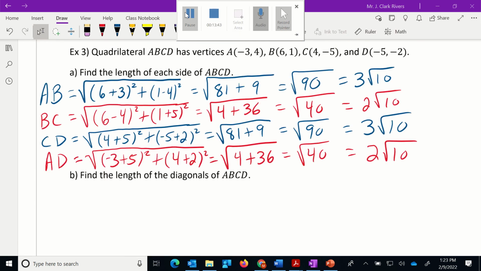So here are the 4 side lengths. If you missed any of these, go back and try to find the error that you made. So if that was you, pause the video now. Try to find the error. If not, let's keep going on.